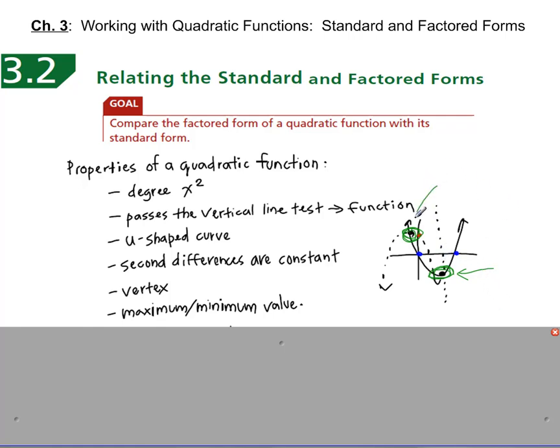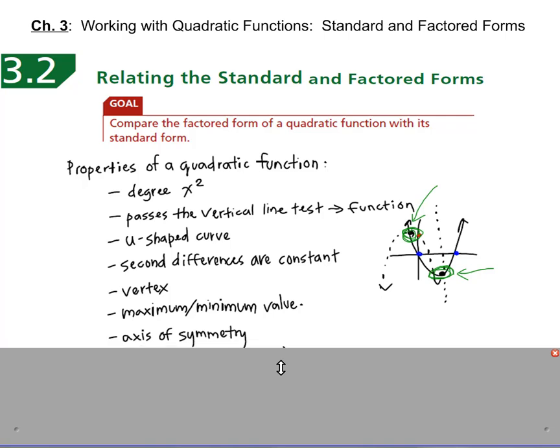This one, on the other hand, the dotted line one that's upside down, would have a maximum value because it's got a value that's as high as it can go. So we can have a minimum and a maximum value. If it's facing up, we have a minimum. If it's opening down, we have a maximum value. And it's just the y coordinate of the vertex.